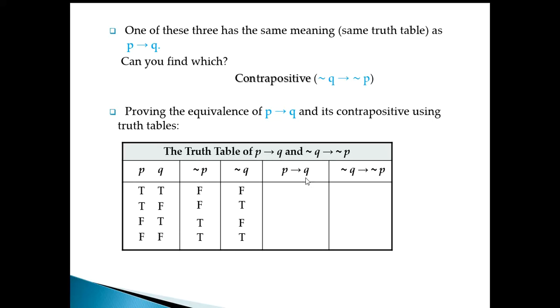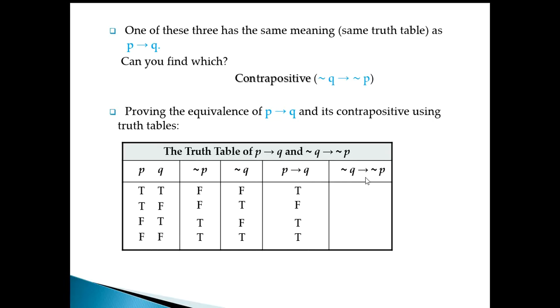Now P implies Q. What is the conditional statement? Our P implies Q has truth value false only if our second statement is false. So that is true false, that is false, and otherwise all are true. True true is true, false true is true, and false false is true, right?